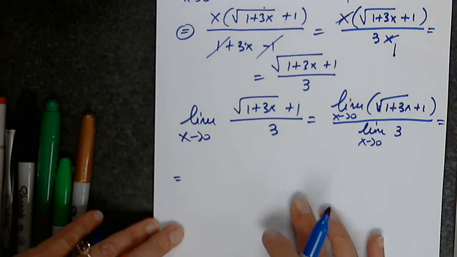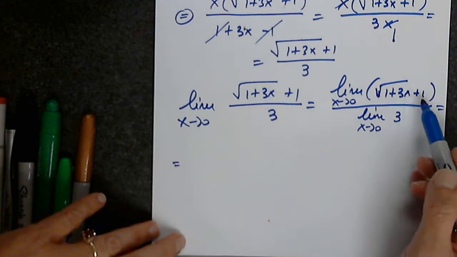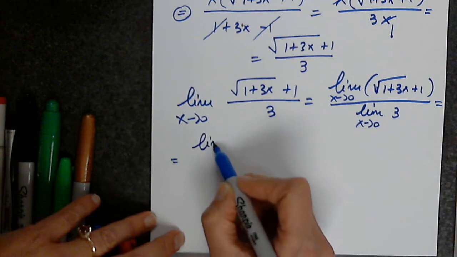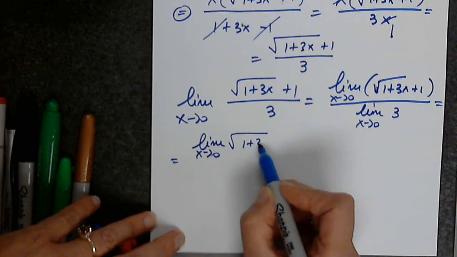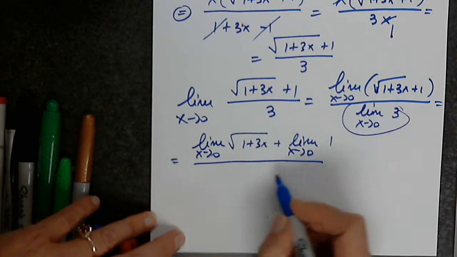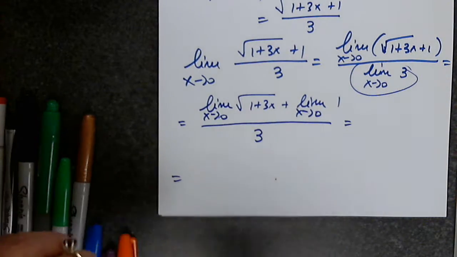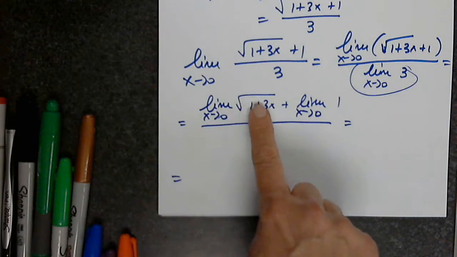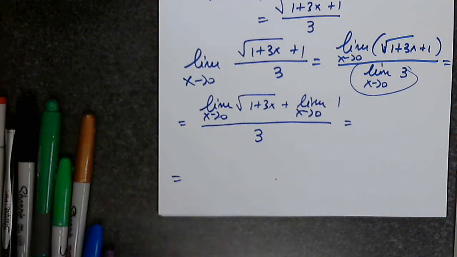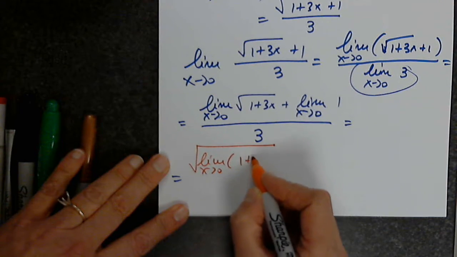Then I will continue. Now the limit of a sum of two functions is the sum of the limits, as long as those two exist, and that's true. So I have the limit as x approaches 0 of the square root of 1 plus 3x, plus the limit as x approaches 0 of 1, over 3. And then I continue. Remember, the two operators can be swapped because this is a continuous function. So the limit operator goes inside of the square root. So I will continue by writing the square root of the limit as x approaches 0 of 1 plus 3x.